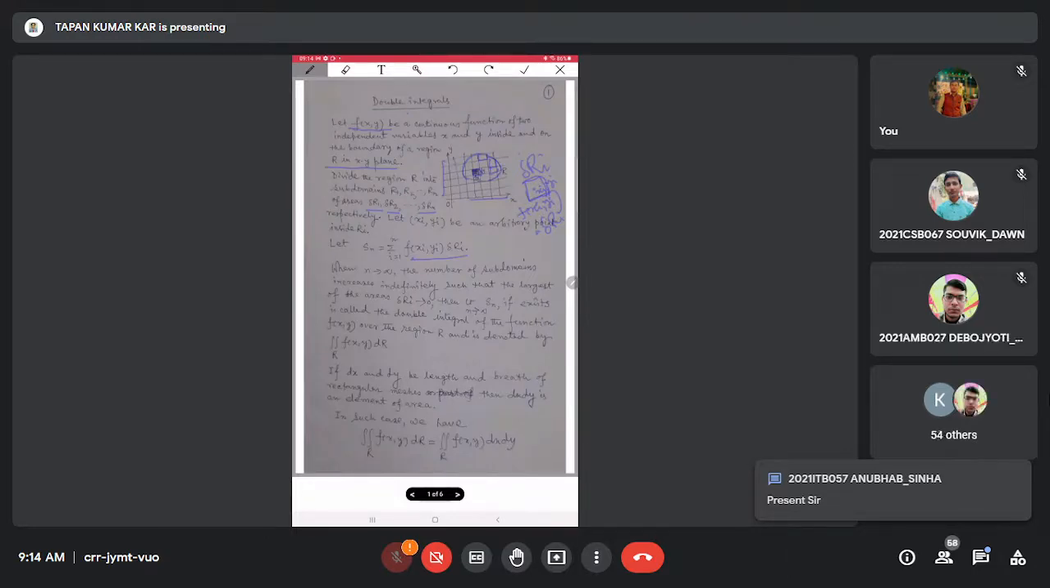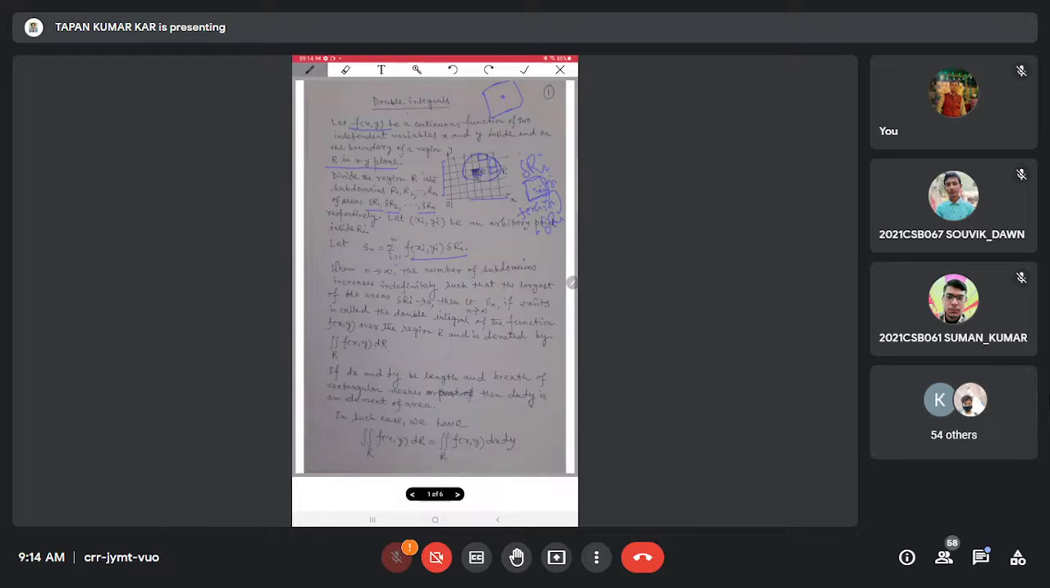Now, how many subdomains are there? n subdomains, R1, R2, up to Rn. So the total sum will be the summation, i equal to 1 to n, of f(xi, yi) into delta Ri. If you take a subdomain like this and any point here, the term you are considering is f(xi, yi) into delta Ri.